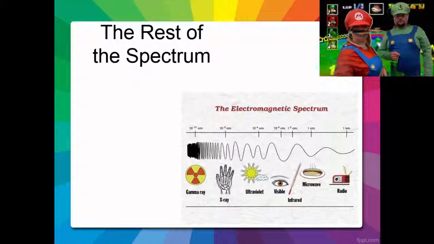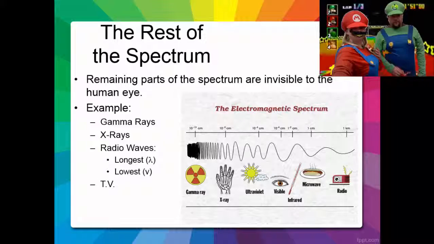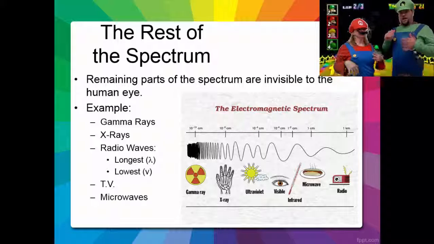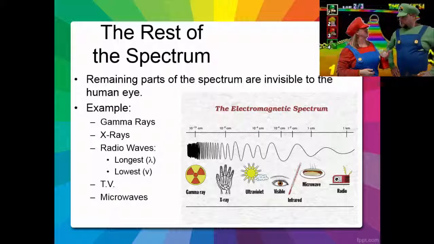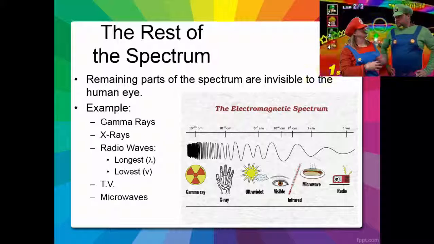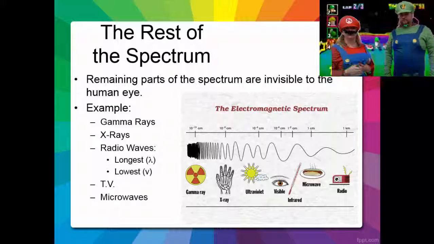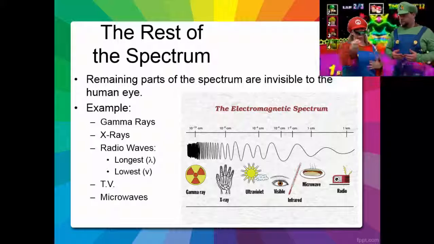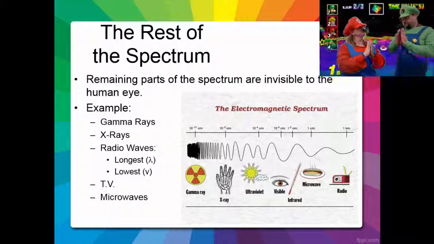Now then there's the rest of the spectrum, the stuff that we can't see. It goes all the way from gamma, which is super short, all the way out to radio waves, which are very, very long. Those gamma rays we talked about in the nuke section of this unit. They can penetrate the furthest, and that's because they are a wave that has a much shorter wavelength. High frequency is short wavelength.